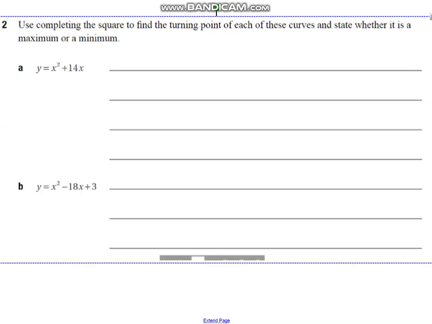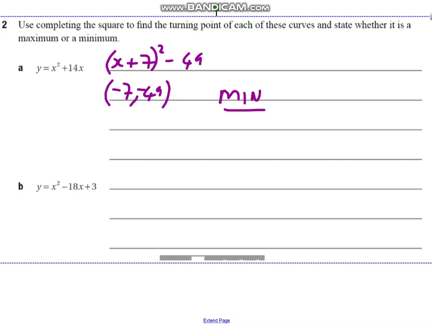Okay, so again we're going to be completing the square on these, and then identifying the turning point and saying if it's a maximum or a minimum. So this one is going to complete the square to x plus 7 all squared minus 49. So that means that our turning point is going to be at minus 7, minus 49, and because we have got a positive x squared there, that's going to be a minimum, because the graph will be shaped like this.